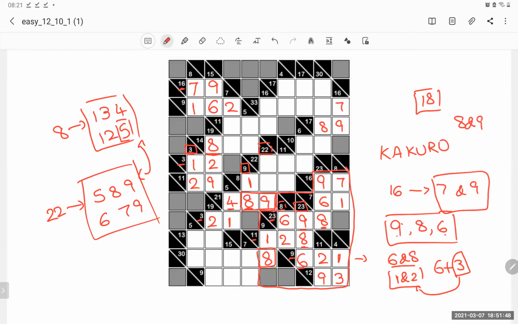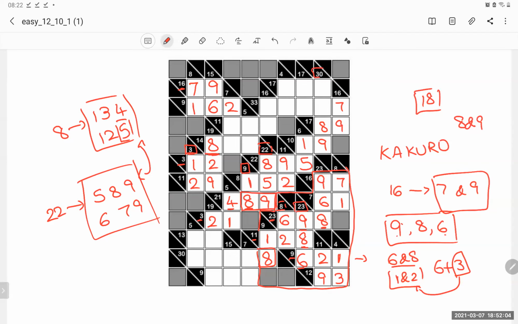5, sir. So this has to be 5. Then this has to be 2. This would be 9. This would be 8. Correct? Again, this has to be 5. This has to be 1. This has to be 9.